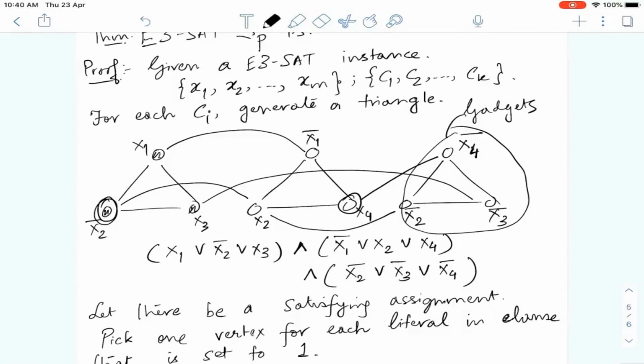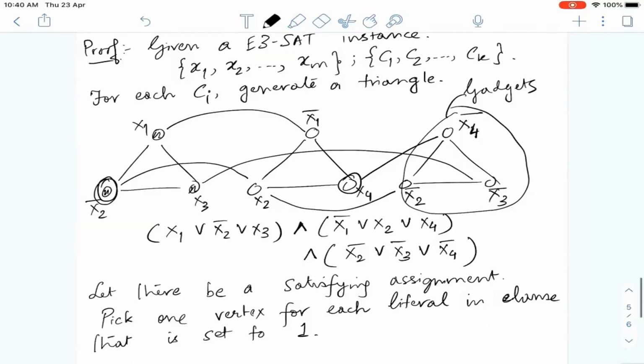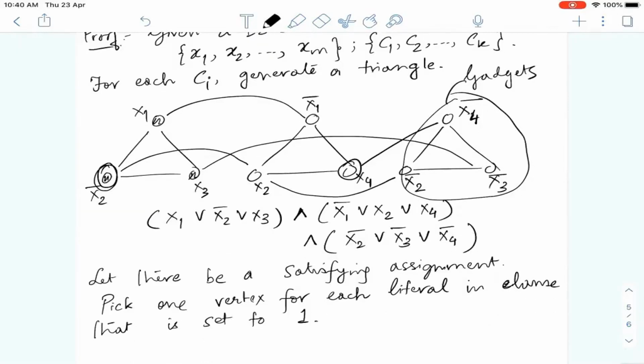Okay. So now in addition, we will have some more edges in my graph. So how do the edges look? Well, in some sense, these edges will denote conflicts among literals. And why are we introducing these new edges?